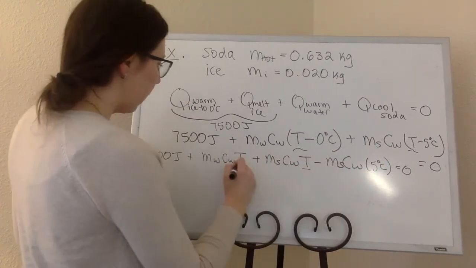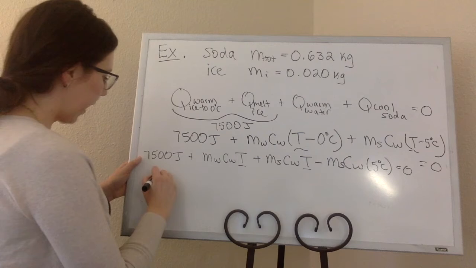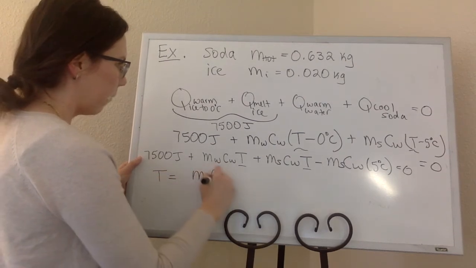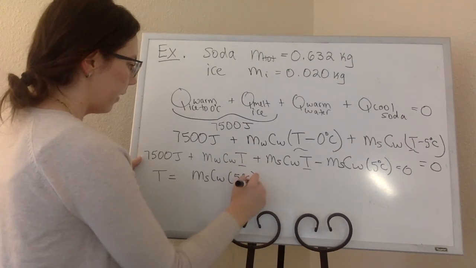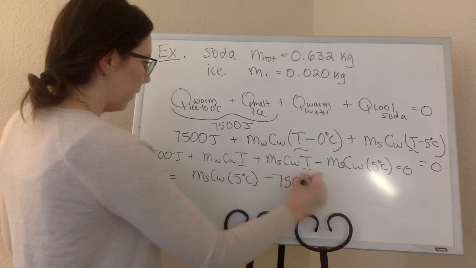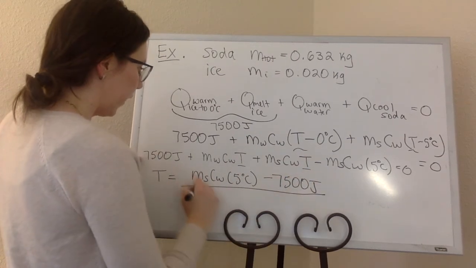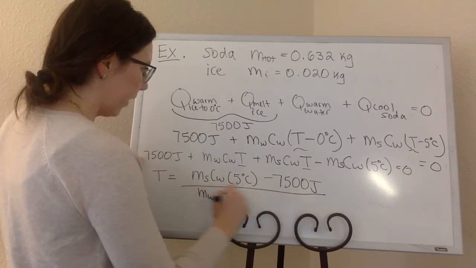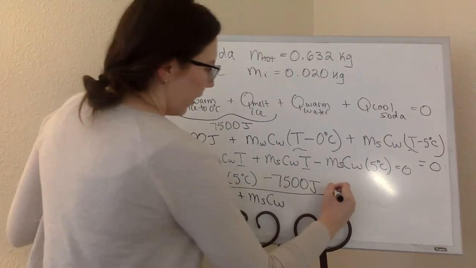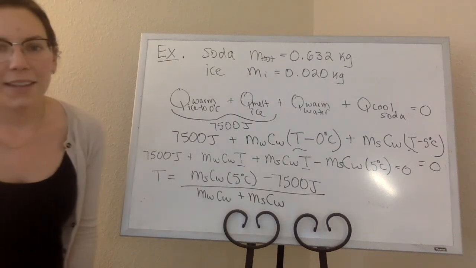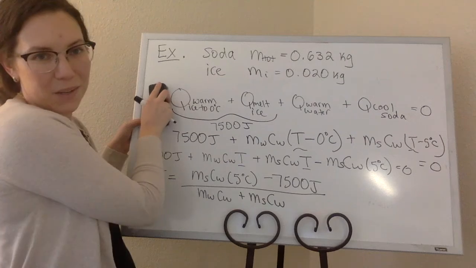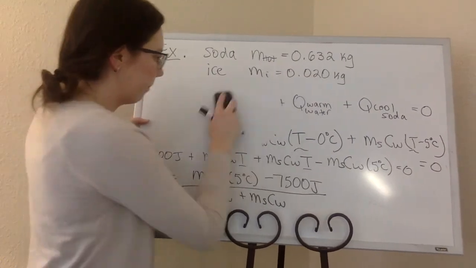And now I'm going to keep those on the left and rearrange, so I'll get T equals the mass of soda, seawater, times 5 degrees Celsius minus 7,500 joules over M water, seawater, plus the mass of soda, seawater. All right, I'll erase and then I will plug all those numbers in a second. So I'll just erase this top, but you can always pause it to see.